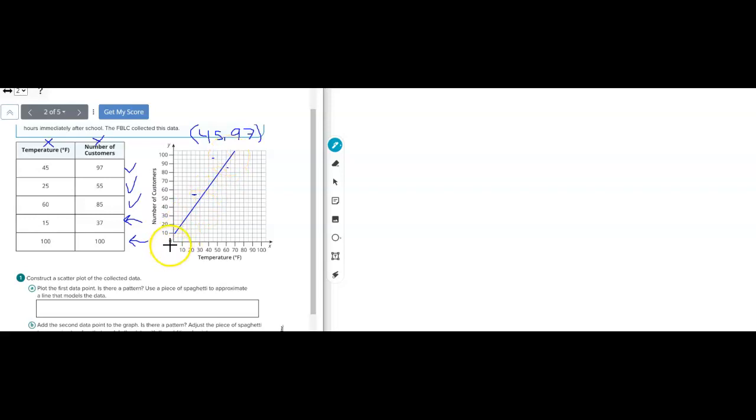And that means that as the temperature goes higher, so as the temperature goes up, the number of customers also goes up. Because see, as we went to the right with temperature, we also went up in terms of customers. So that's what they mean when there's a positive relationship. As you go up on the x-axis, your y's also go up. That's what having a positive slope means.